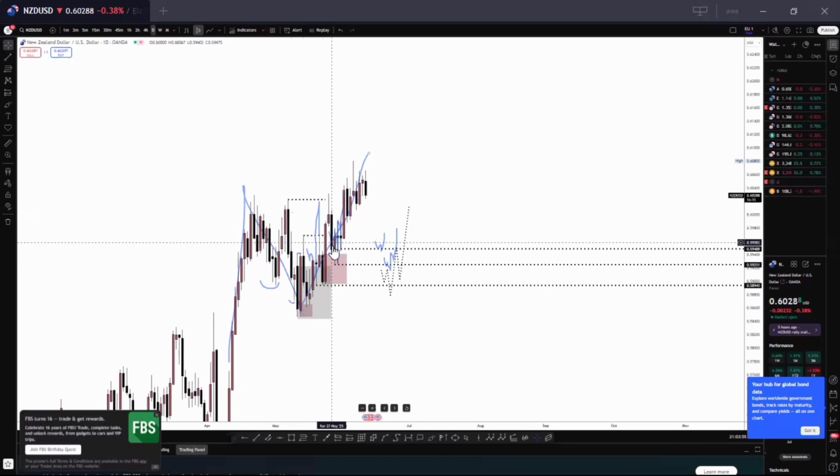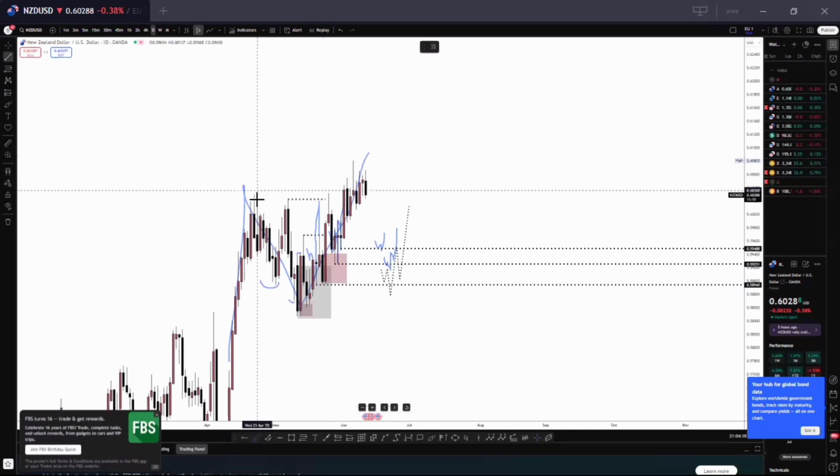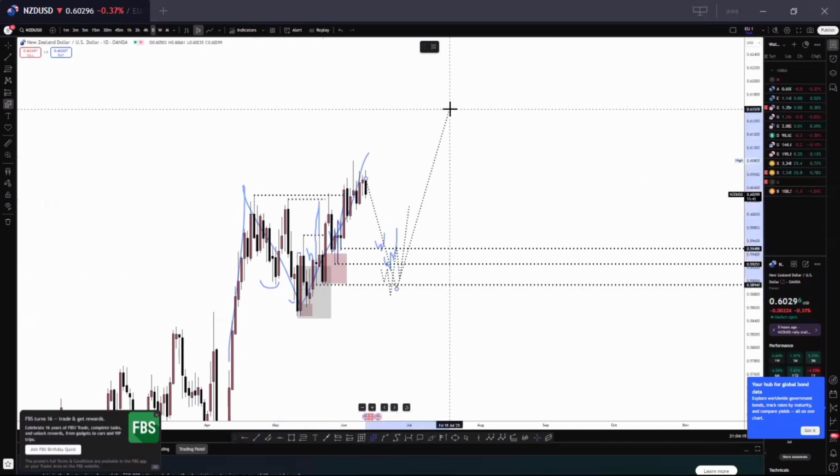And then what does the price do? It returns back down to mitigate this other block here. Mitigated it. Now it's going back up. Now there's a major break of structure here, right? That's why we say price might be bearish. We're expecting a change of character so we can see something like this.